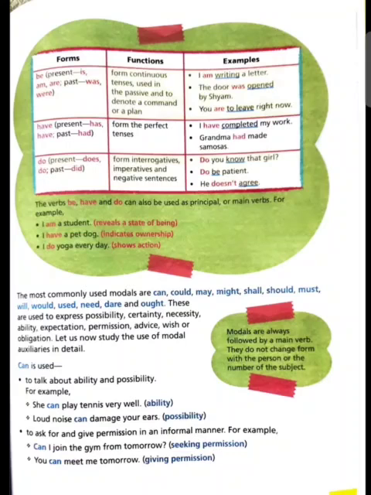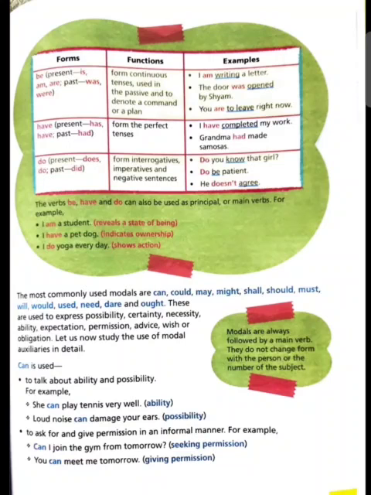So, children, the verbs be, have, and do can also be used as principal or main verbs. For example, I am a student. So it reveals a state of being a student. And I have a pet dog, it indicates the ownership that I am having a pet dog. And next is I do yoga every day. So children, it shows some action. So children, you can see these words can be used as principal or main verbs in the sentences.